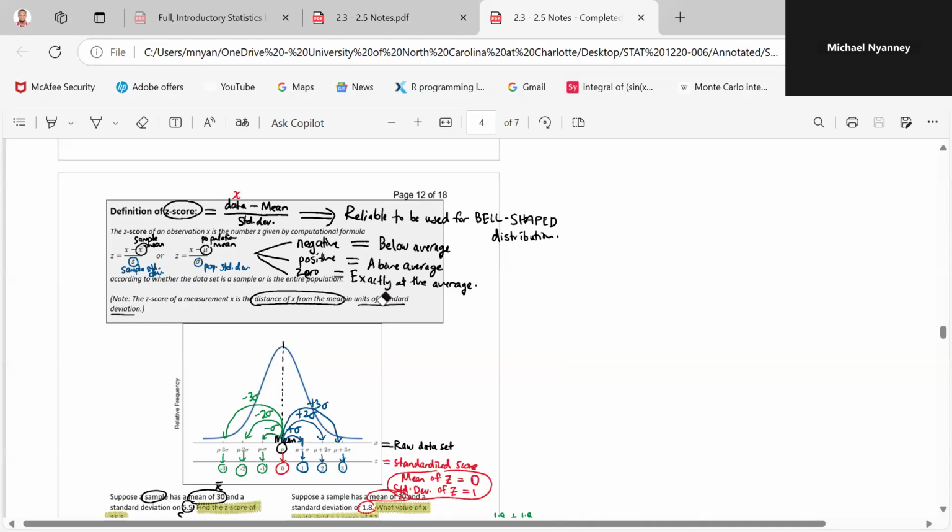Distribution. By so doing, we can use the z-score to get to our data point. Okay, and we have ways of calculating what? The z-score. So these are some properties of the z-score.